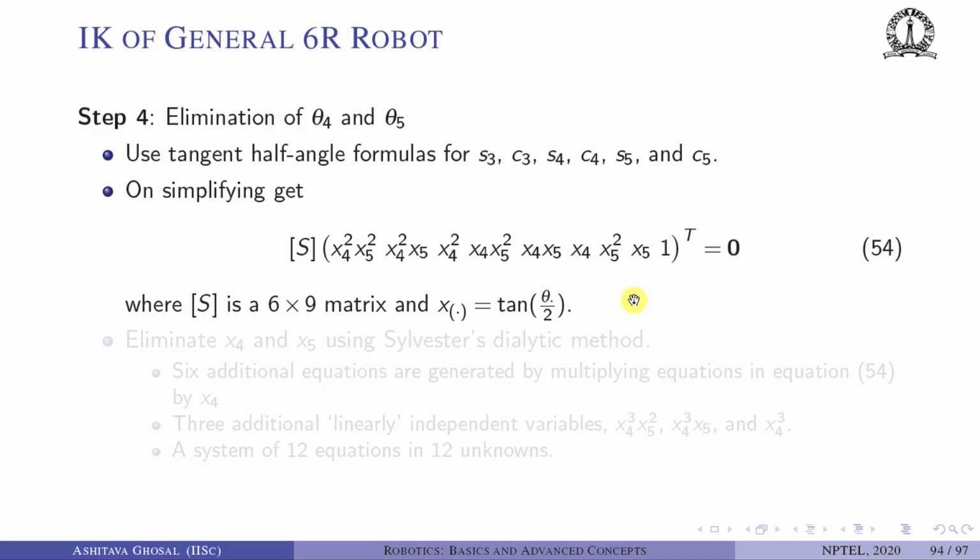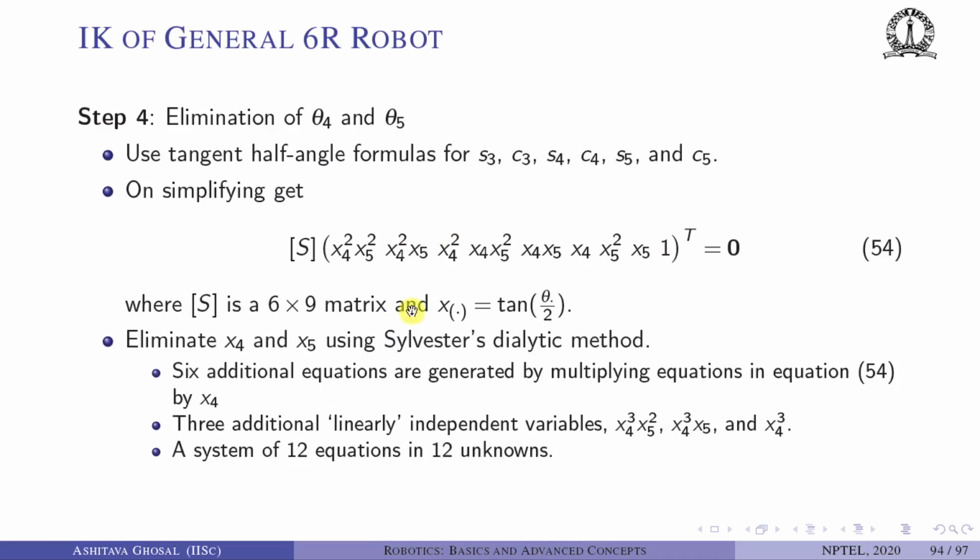Okay, so we get this equation and we eliminate x4 and x5 using Sylvester's dialytic method. So basically we have some matrix which is 6 by 9 into 9 by 1 equal to 0. So we pre-shift the rows, we multiply some equations by x and so on. We generate 3 additional independent variables when we multiply by x4 and x5 in some particular way. So we get x4 cube, x5 square, x4 cube x5 and x4 cube. So we get a system of 12 equations in 12 unknowns.